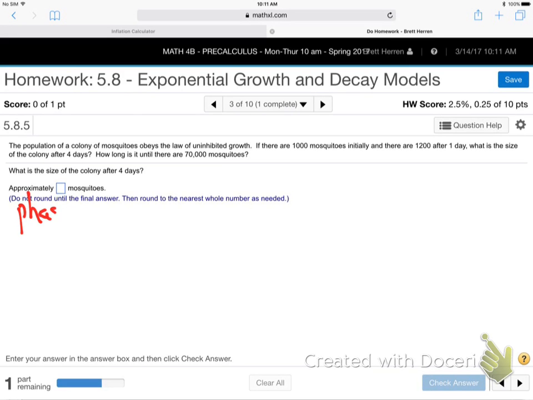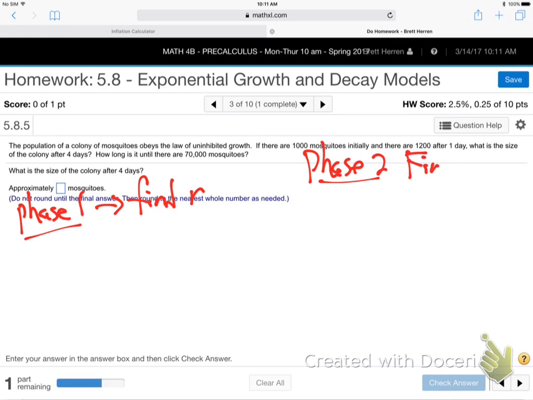So phase 1, so it's always going to be 2 phases. Phase 1 is find your R, or they'll call it K. Find that little constant up there. And then phase 2 will always be finish the problem. So I think that'll help you if I break them into 2 phases for you. So phase 1 is find R. Phase 2 is finish it up. So phase 1, I'm going to use the PERT. But again, you could use their A0 e to the KT if you want. Okay, so here we go.